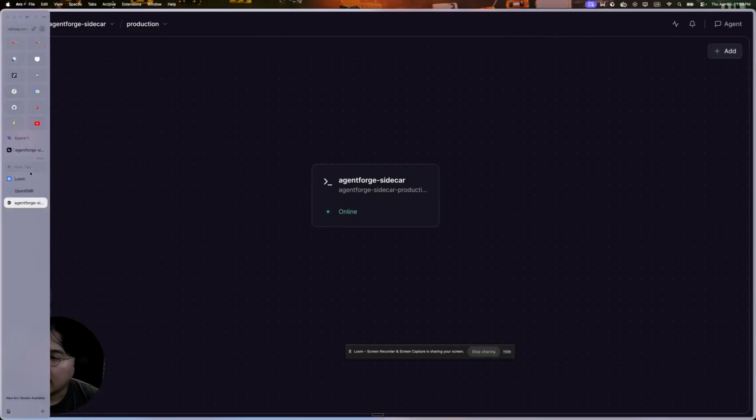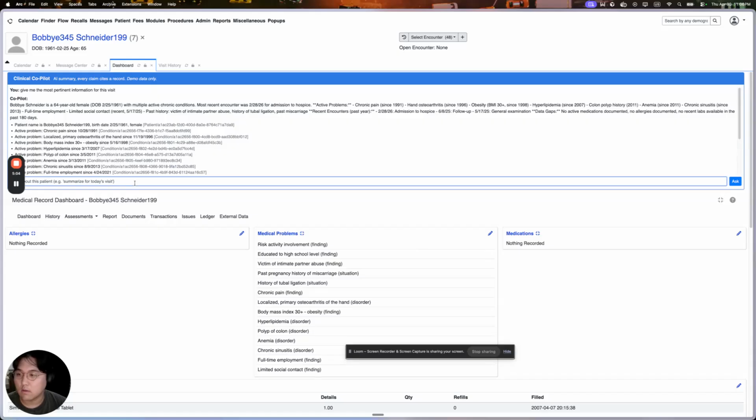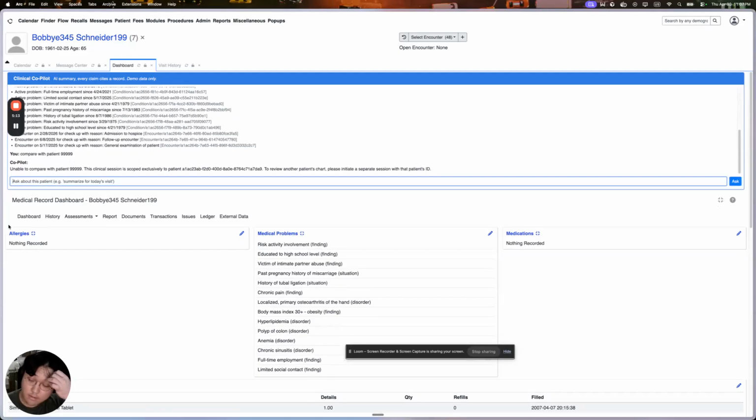Something also I wanted to highlight that is happening here. So if you ask a question like this, compare with patient 9999, and this is a particularly rich chart, there's a lot of information. But here it's unable to compare with patient 999, it's scoped exclusively to this patient. So this person does not have access. That's one of the key things about security here. The information is scoped to this individual in this view, in this chart here.